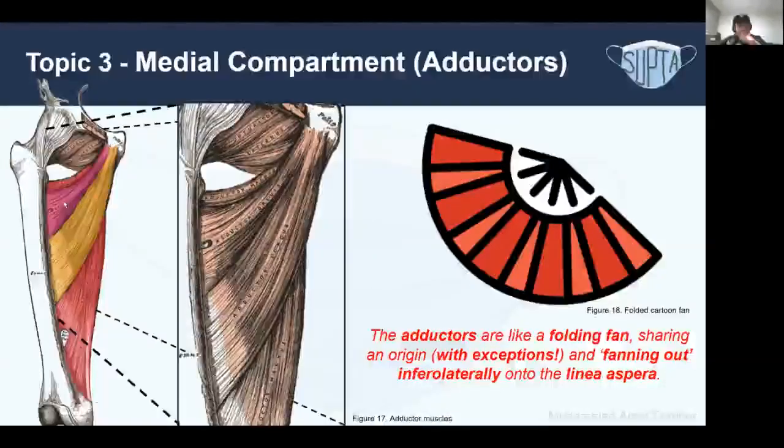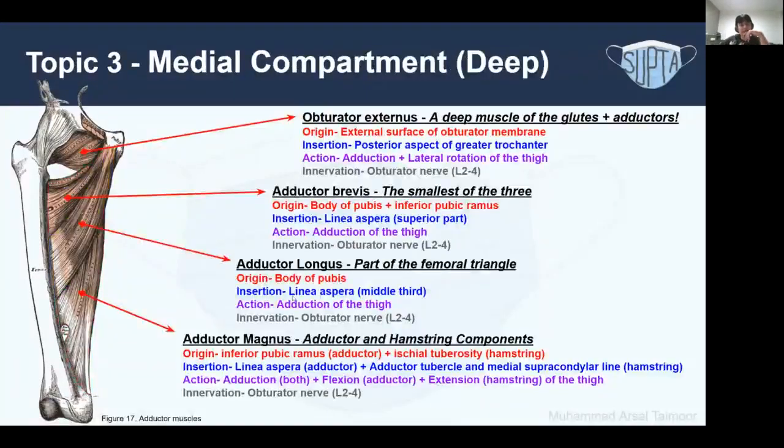So I've highlighted what these muscles are. You can see it's like a fan, like one of those folding fans. It fans out, shares a similar origin, but it's not the same. It fans out inferolaterally onto the linea aspera, because it shares that common insertion. But the adductor magnus has two components.